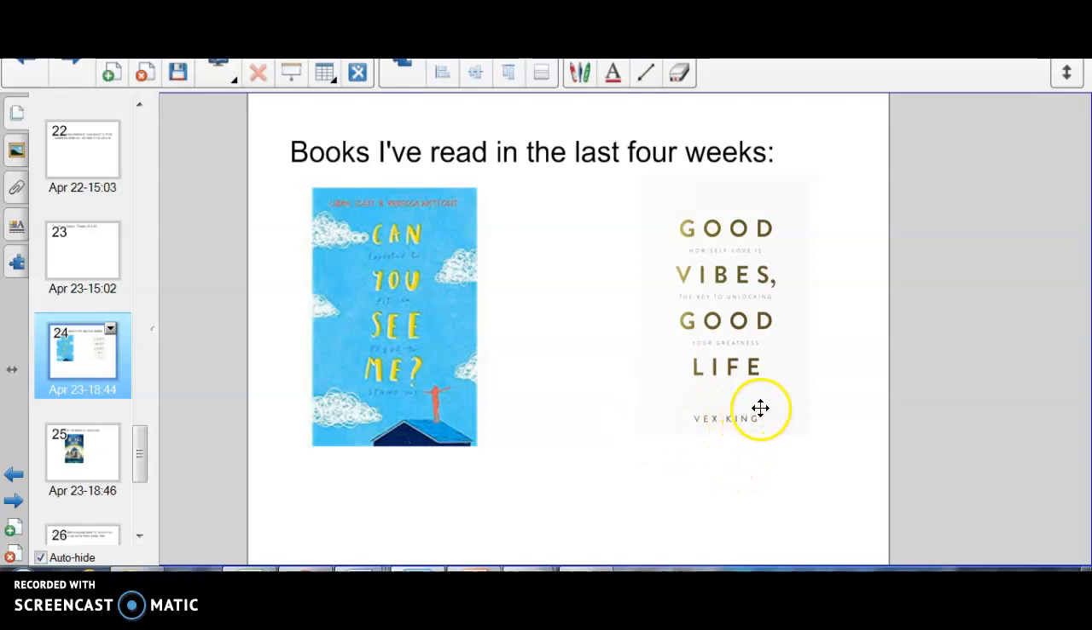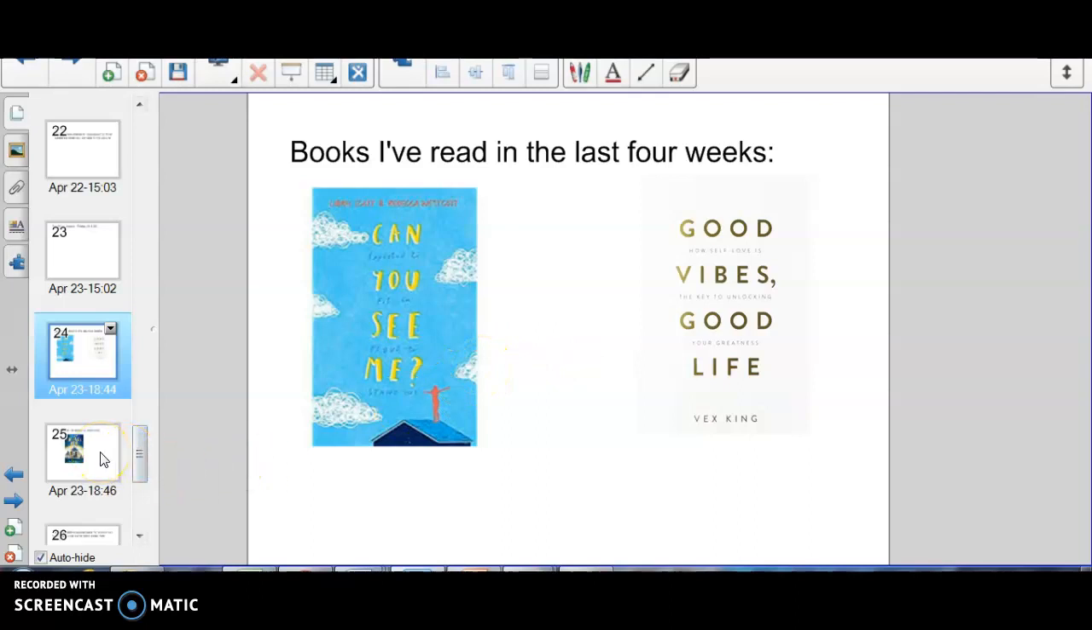And it's written by somebody called Vex King, who is a very famous influencer on Instagram, Twitter, Facebook. And that's been a really nice positive book for me to read, and has actually made me feel a lot happier reading that type of book. So 2 very different books written for very different audiences.